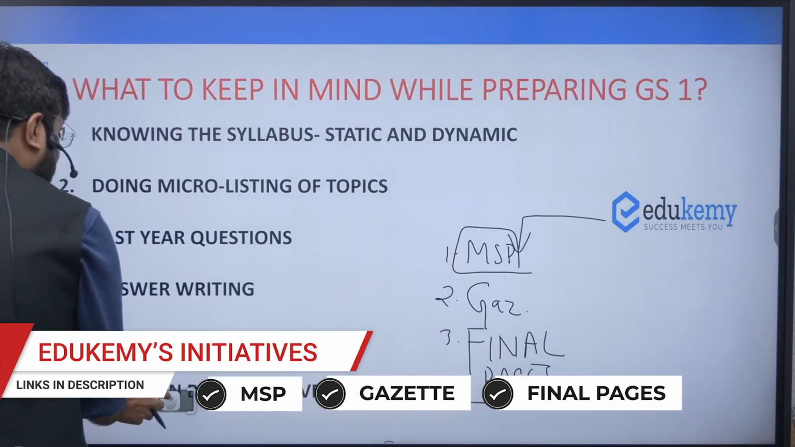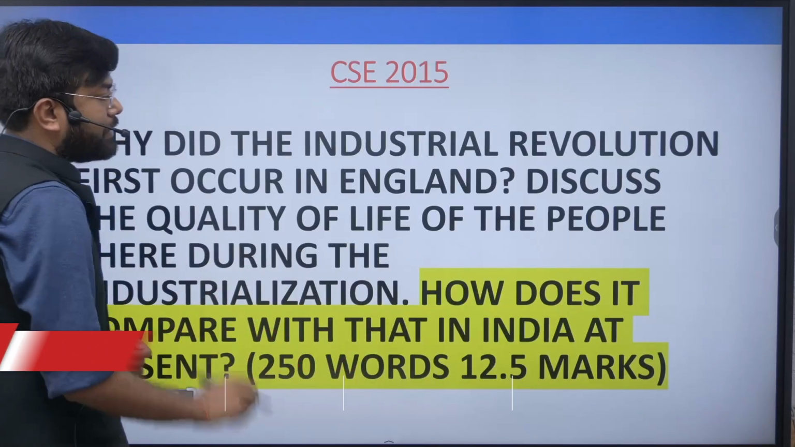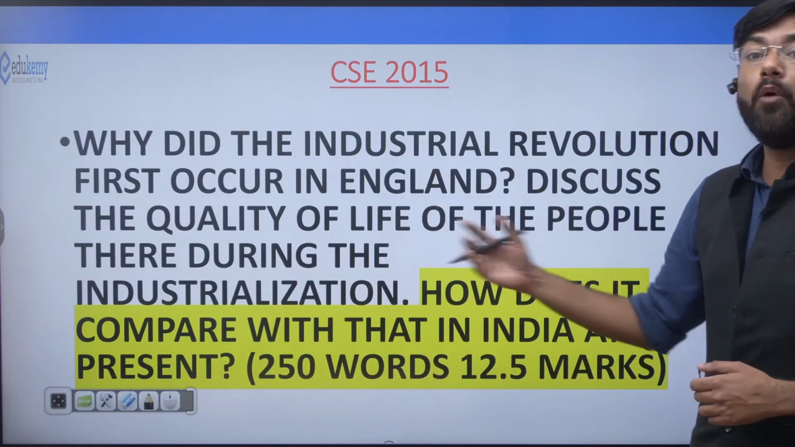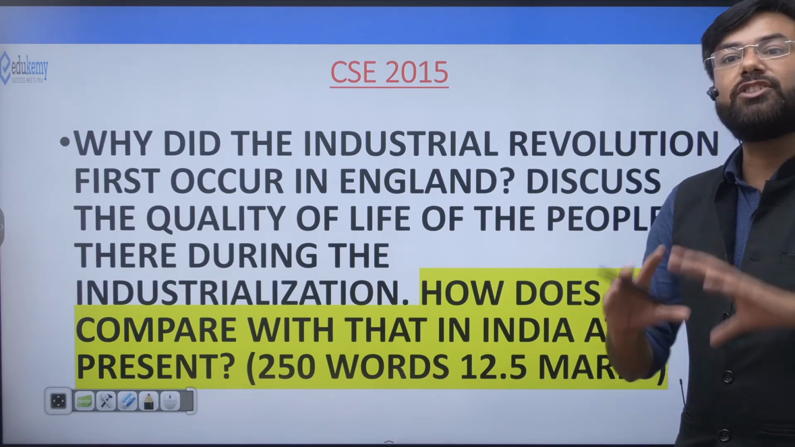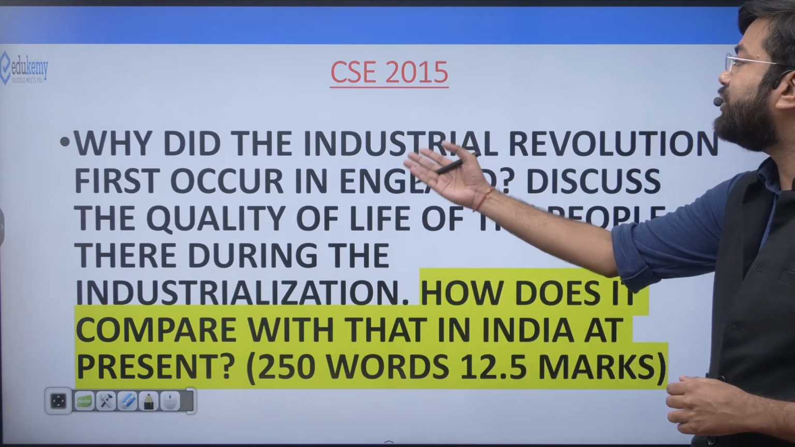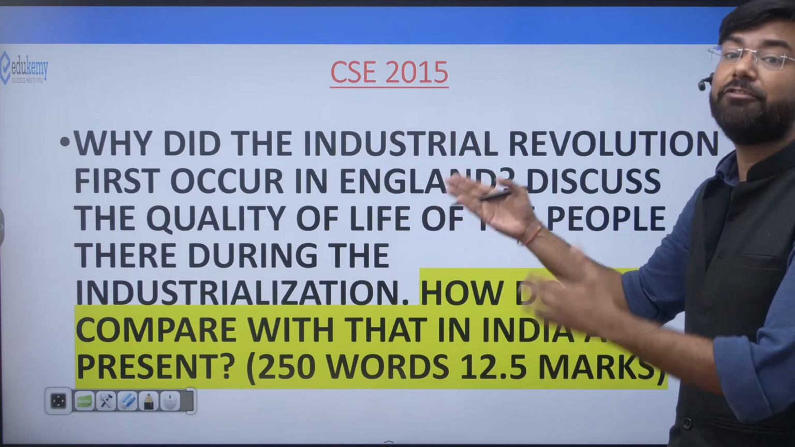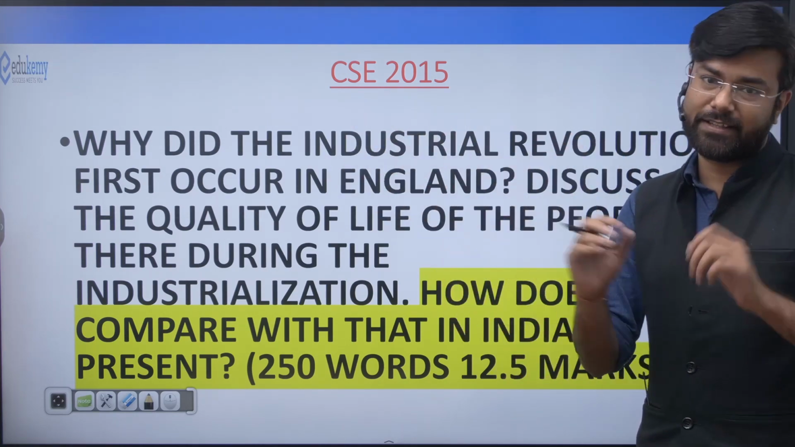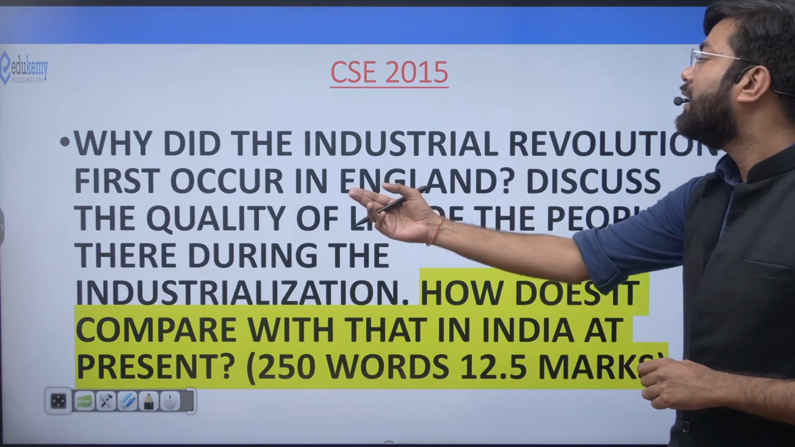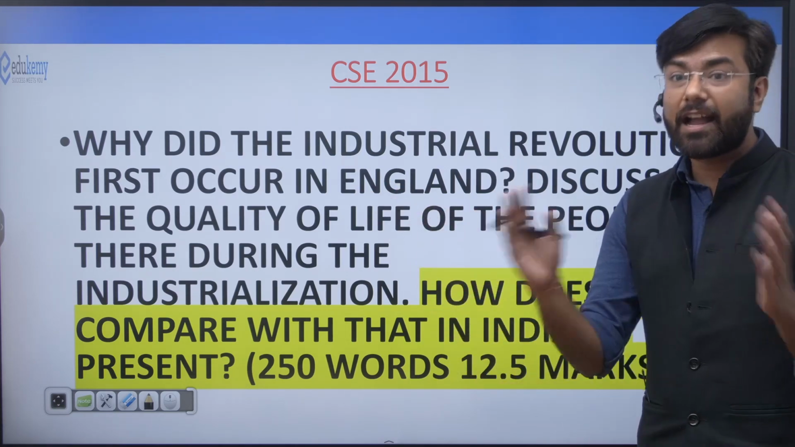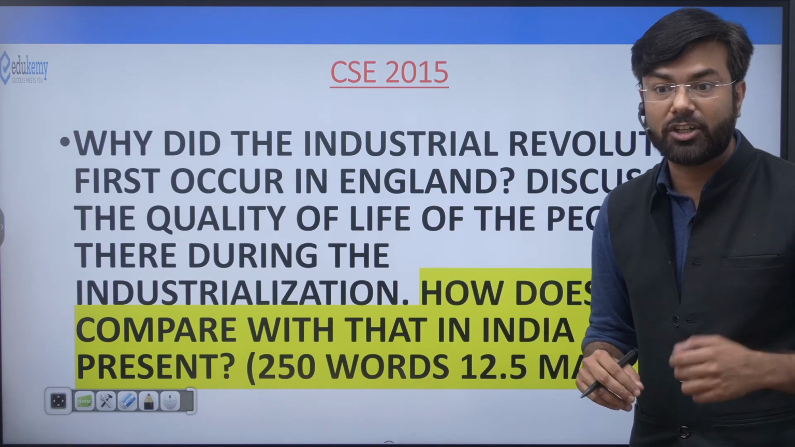As I told you, UPSC can be very innovative. Look at this question of GS Paper 1 mains. This is a world history question which comprises a basic question on the industrial revolution: why did the industrial revolution first occur in England, which is a very basic question. And the second part, discuss the quality of life of the people during industrialization. Again, a basic question if you prepared the topic.